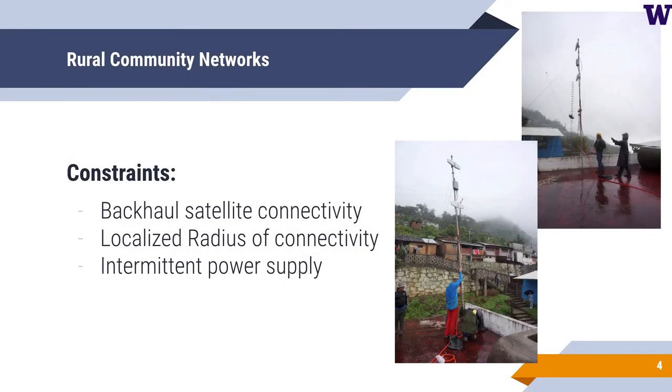However, community cellular networks do have some challenges. They're severely constrained by backhaul satellite connectivity and intermittent power supply in these regions. Additionally, the single tower only has a specific coverage radius, and users could quickly move out of network connectivity range.